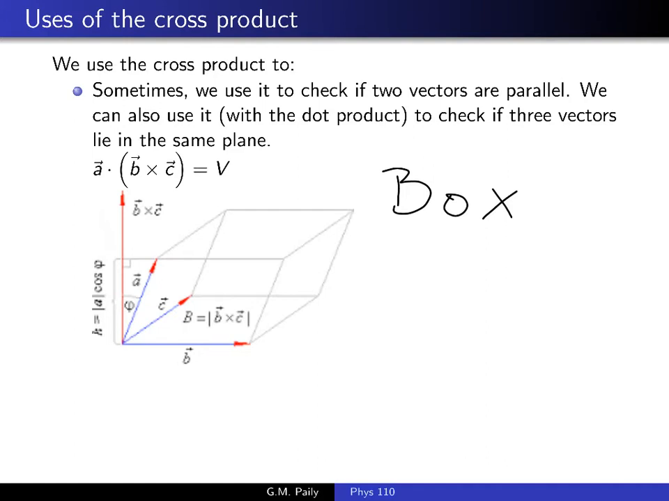So, if all three vectors lie in the same plane, if A, B, and C lie in the same plane, then what would be the volume of the box? If they all lie in the same plane, then the volume of the box is 0. And so A dot B cross C will be 0.